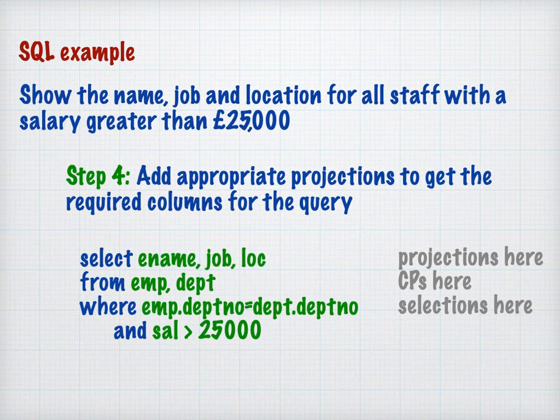So there we are, there's our 4 steps. Step 1, which particular tables are we interested in? That goes after the from reserved word. Step 2, add in a selection to make sure that you turn that Cartesian product into a join. Look for that shared column, or look for the way that you're going to combine those tables together. Step 3, add on any other conditions that are needed, for example here, salary is greater than 25,000, the ones that are going to give us the particular rows we're interested in. And the final step, add in something that gives us the particular columns that we're interested in. In this instance, it's ename, job and location.